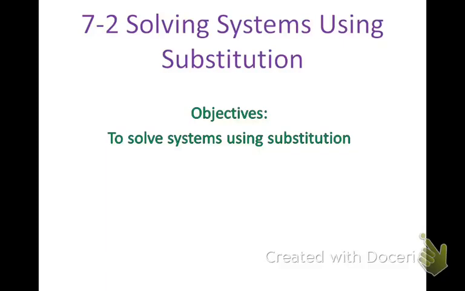Today's lesson is solving systems by using substitution. Our last lesson was solving systems by using graphing, where we figured out where the two lines met by graphing them. But this time we're going to solve them by using substitution. Substitution will work if they're not perfect numbers, they're not whole numbers, or they're opposites. So let's go over how to do that.